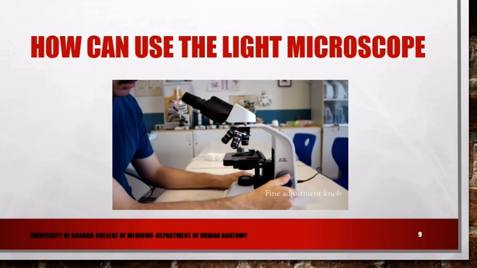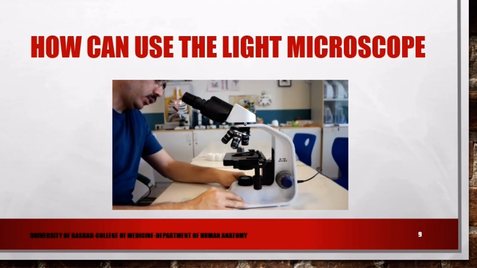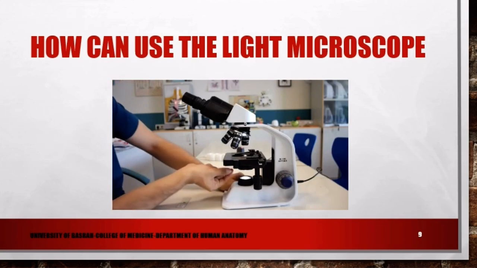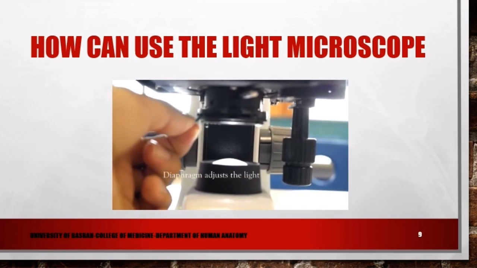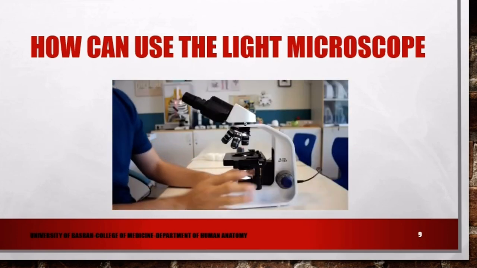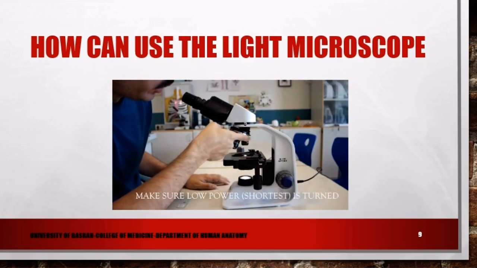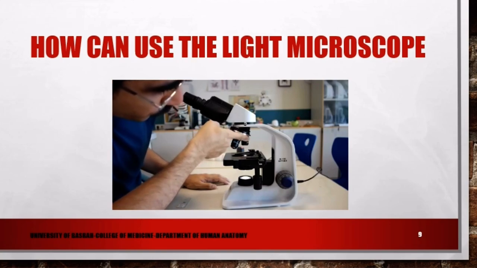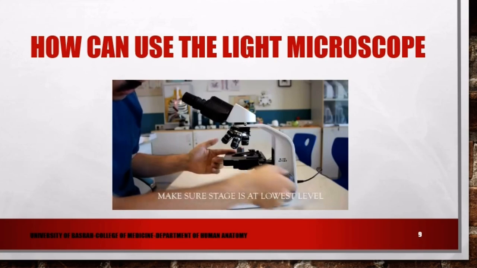Fine adjustment knob. So how do we begin? Turn on the microscope. See the light coming up. You can adjust the light with diaphragm as well if necessary. Okay. First, make sure the shortest one, the low power objective lens, the 4 is turned on. Make sure it's turned on. Then make sure the stage is down.